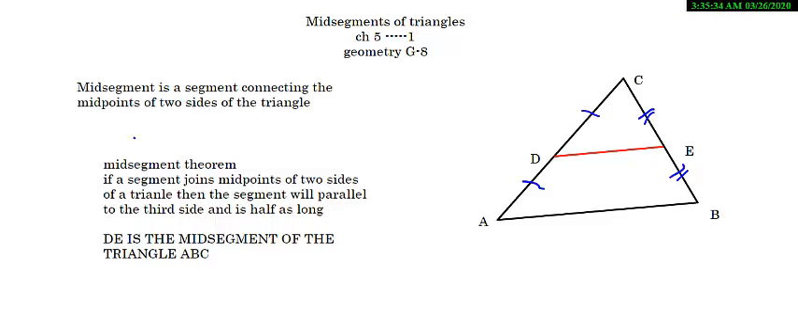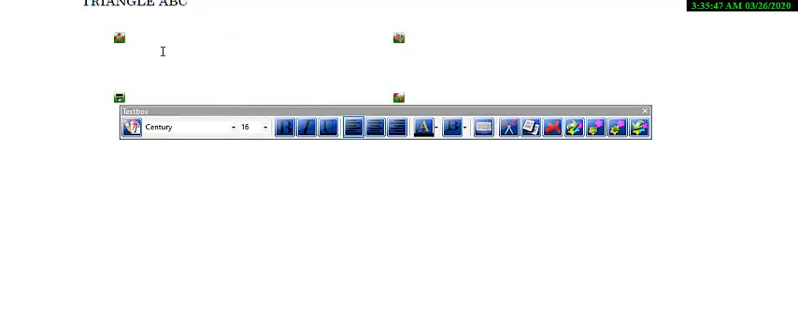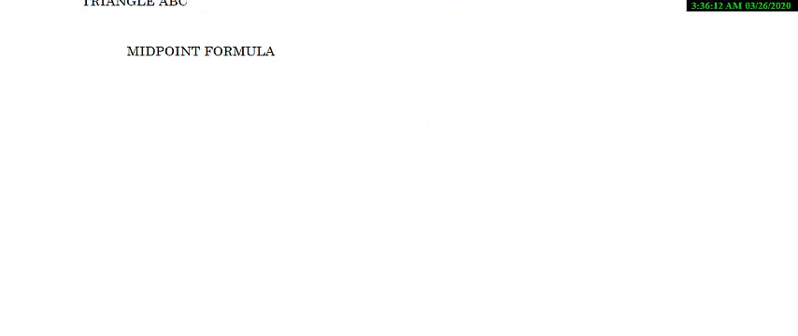So I'm gonna move this up a little bit, and I'm gonna write down the midpoint formula here. The midpoint formula is easy to write down. So the midpoint will be for any 2 points.